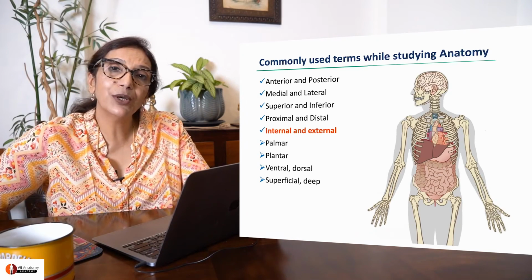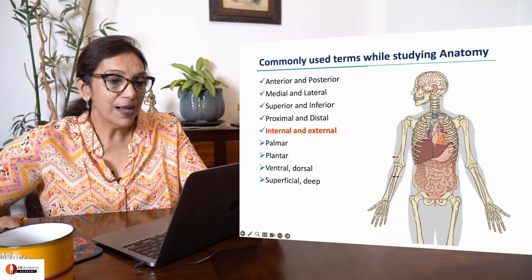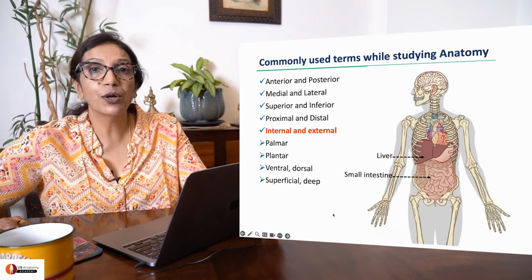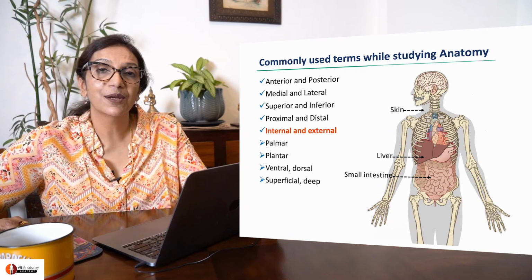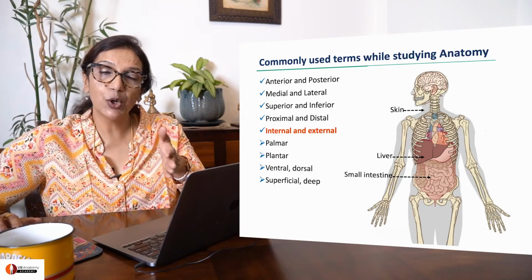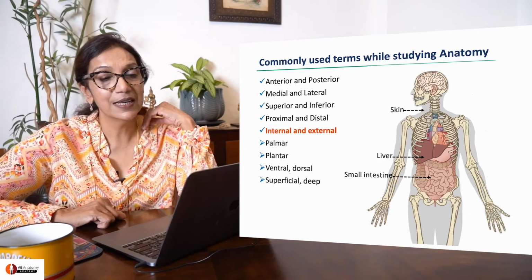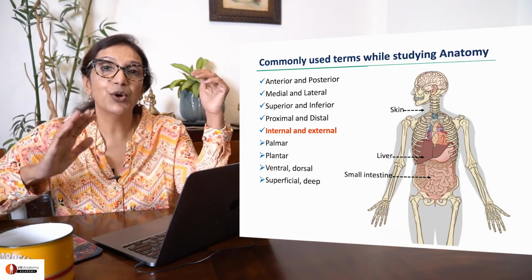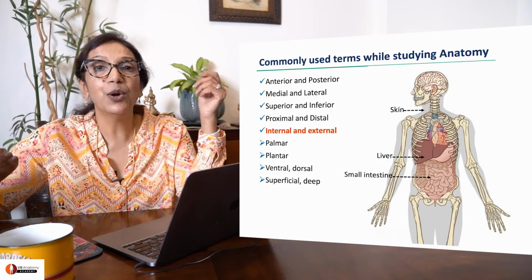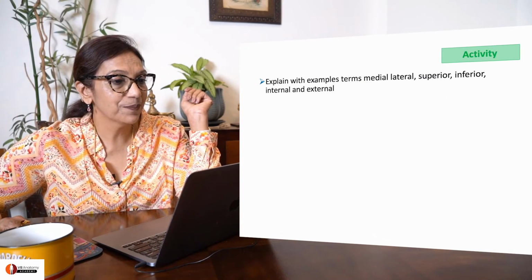So we're now talking about internal and external. I'm seeing liver, I'm seeing small intestine, I'm seeing skin. Who is internal? Who is external? Obviously, liver and small intestine are inside the body and are internal organs. Skin is outside the body and is an external organ. So these are basically use of English language.